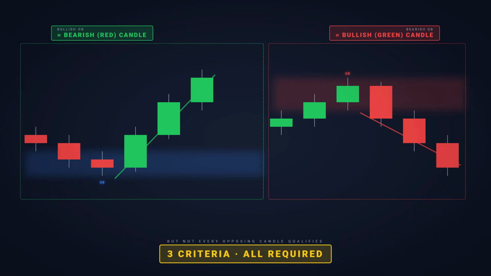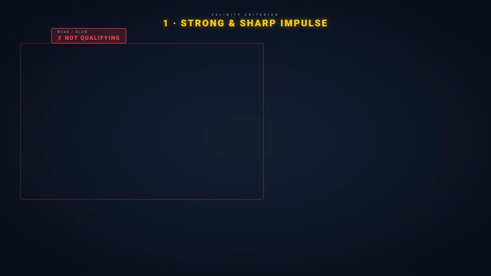There are 3 criteria, and all 3 need to be present. Miss one and the zone you're marking is not a real OB, it's noise. Criterion 1, the impulse that follows the OB must be strong and sharp, not a gradual drift in the new direction, a clear, decisive move.